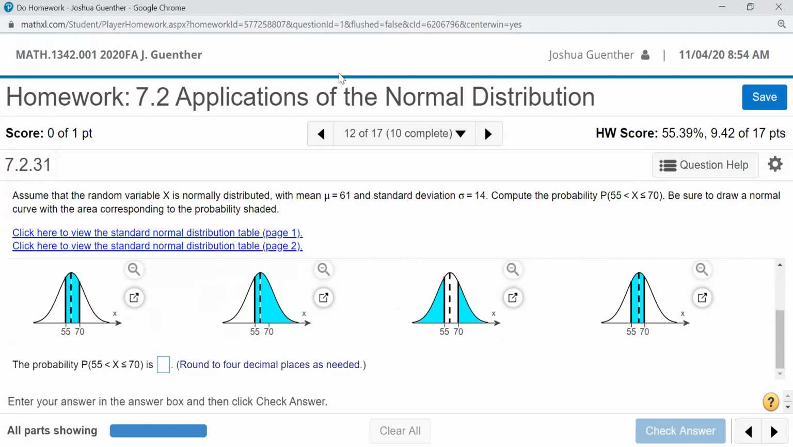So 55 and 70, we're probably not going to have a lot of space. So give me a moment. We'll take a picture of it. And we'll work this one out together on this whiteboard so we have more space.